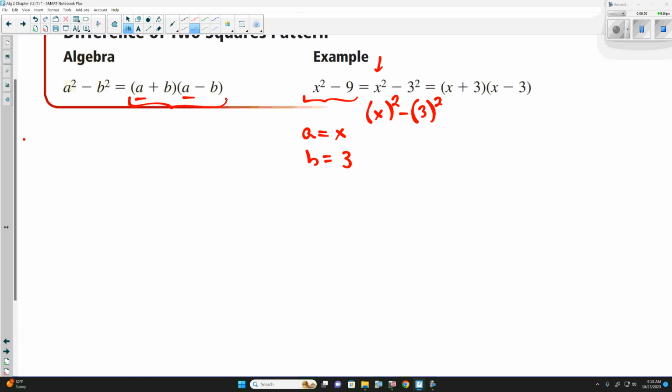Pretty much. Yeah, it's really find the square root and plugging it in, yeah.